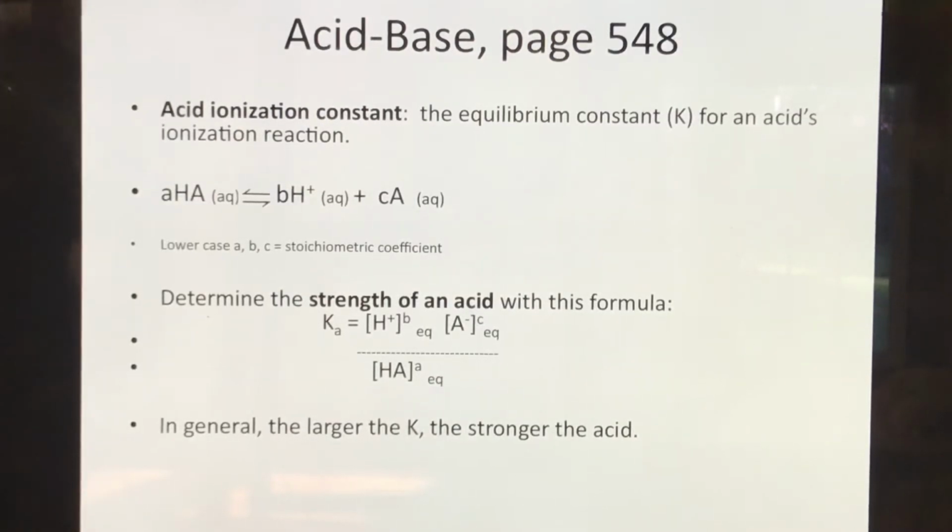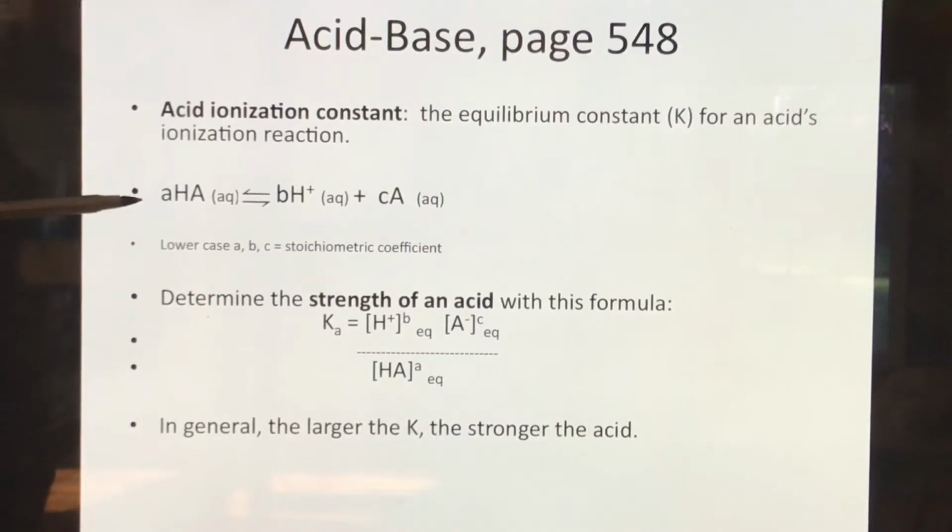So to proceed further and to look at more quantifying this type of reaction, we look at what's called the acid ionization constant. And this is actually a number. It's an equilibrium constant, K, for an acid's ionization reaction. And what this is going to help us understand is the strength of an acid.